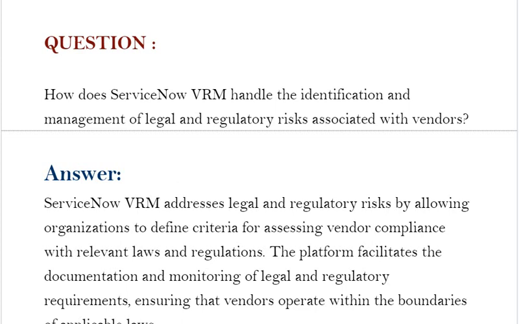Our next interview question based on vendor risk management is: how does ServiceNow VRM handle the identification and management of legal and regulatory risks associated with vendors?